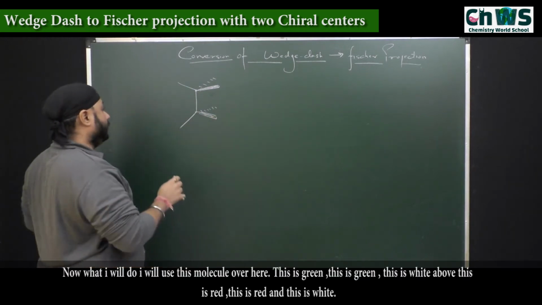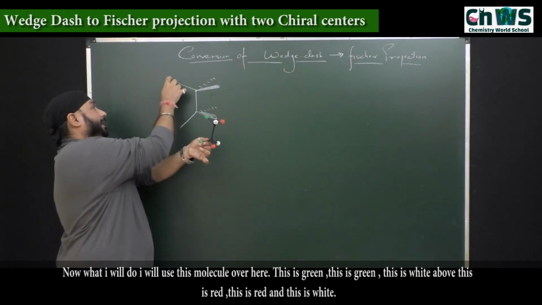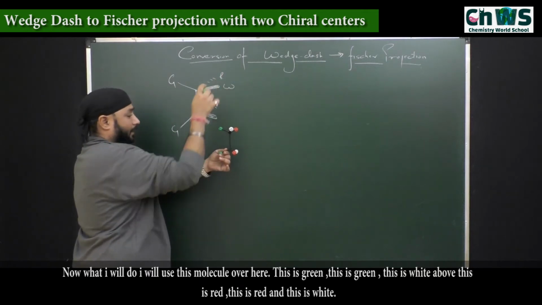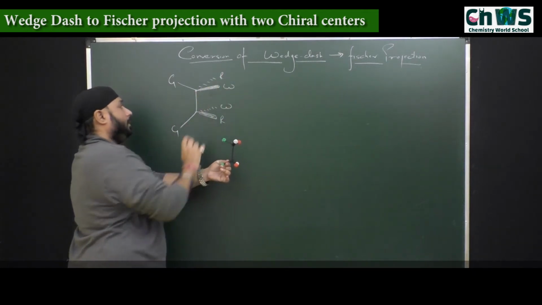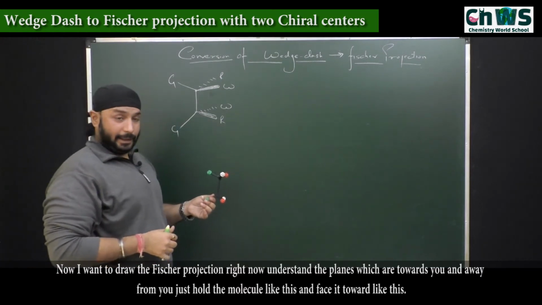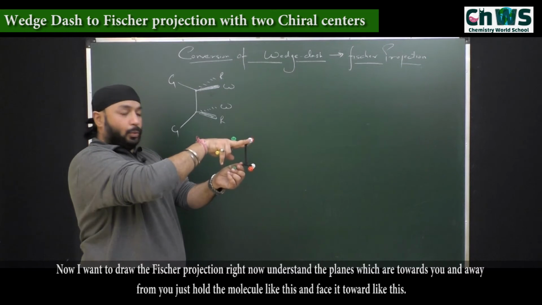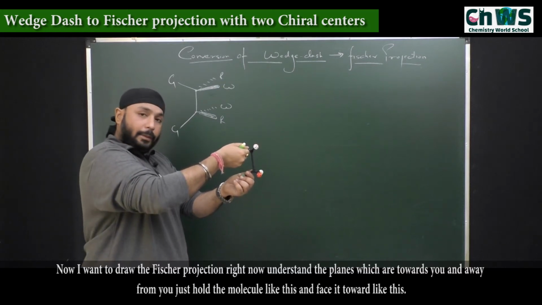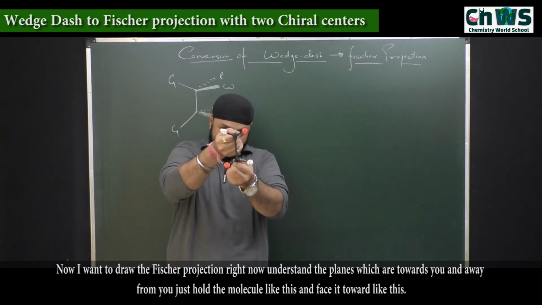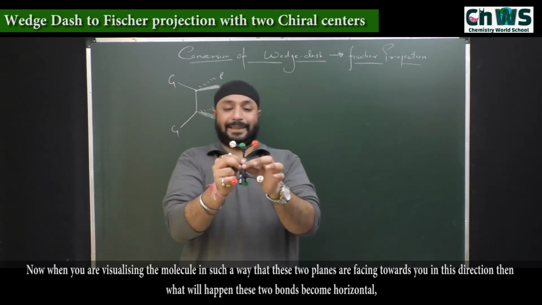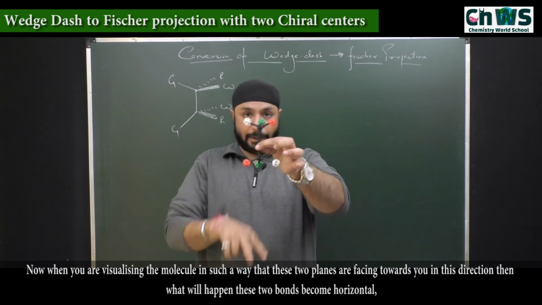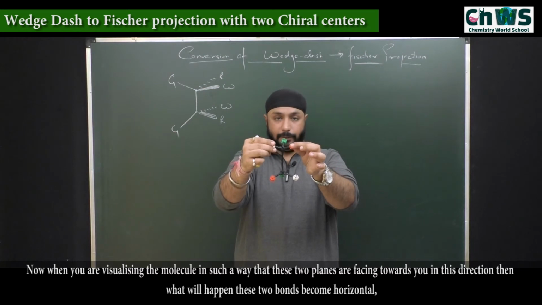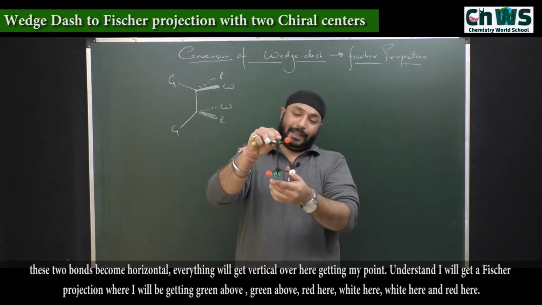Now what I'll do here, I'll use this molecule, right? This is green, this is green, this is white above, this is red, this is red, this is white. Now I want to draw the Fischer projection here. Understand the groups which are towards you and away from you, this plane, this plane. Just hold the molecule like this and face it toward you like this. Now when you are visualizing the molecule in such a way that these two planes are facing towards you, what will happen? These two bonds will become horizontal, these two bonds will become horizontal, everything else will become vertical over here.